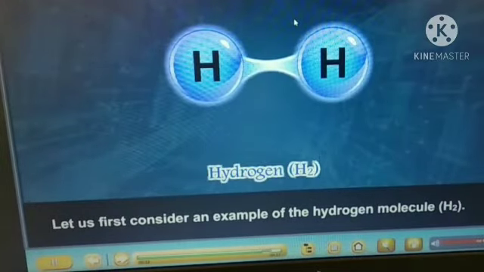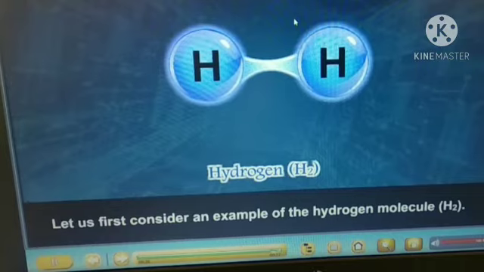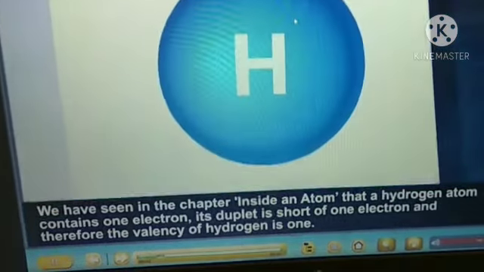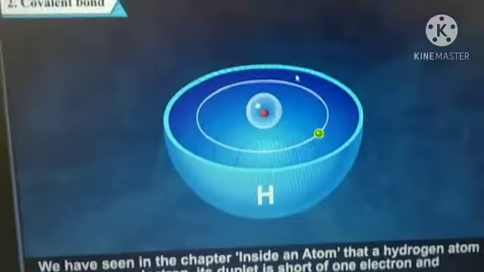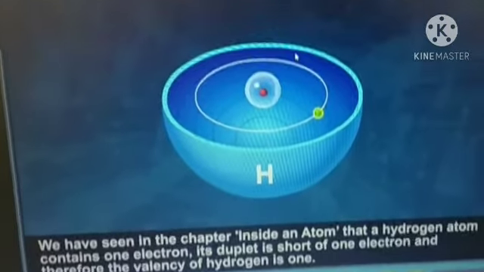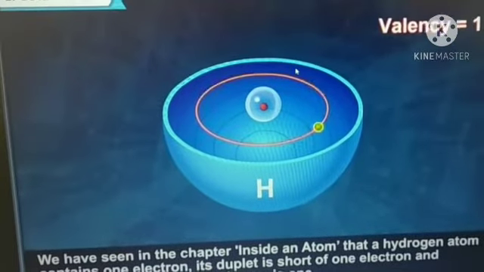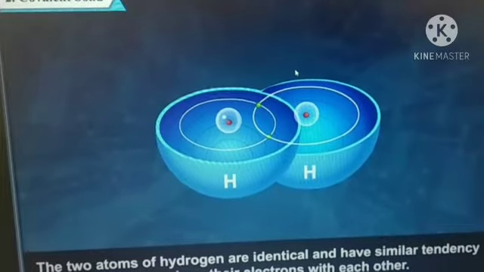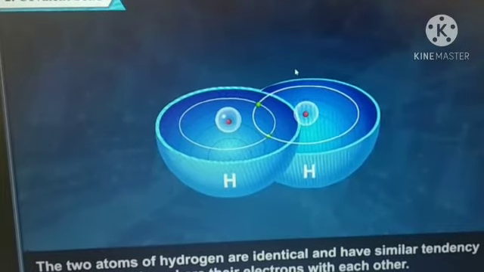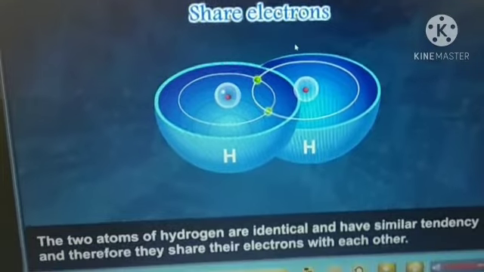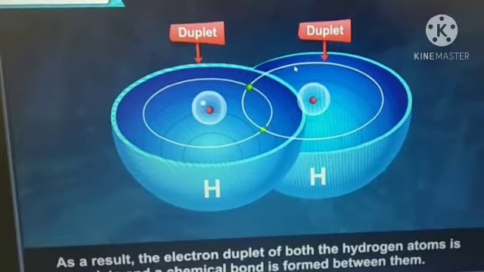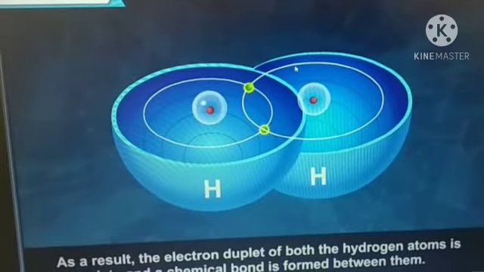Let us first consider an example of the hydrogen molecule, H2. We have seen in the chapter Inside an Atom that a hydrogen atom contains one electron. Its duplet is short of one electron, and therefore the valency of hydrogen is 1. The two atoms of hydrogen are identical and have a similar tendency, and therefore they share their electrons with each other. As a result, the electron duplet of both the hydrogen atoms is complete and a chemical bond is formed between them.